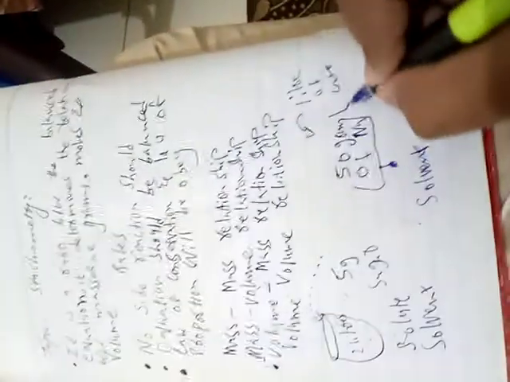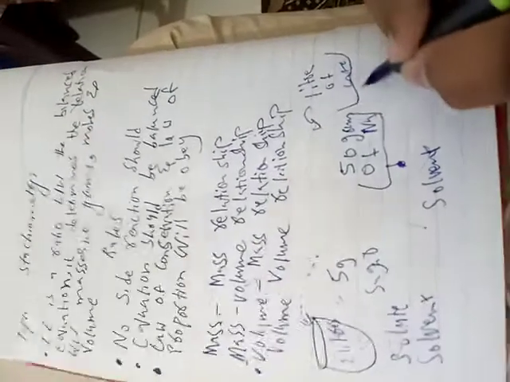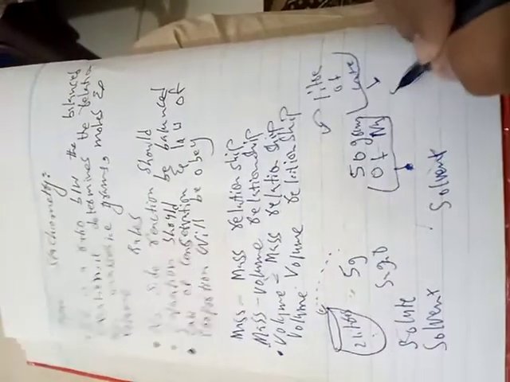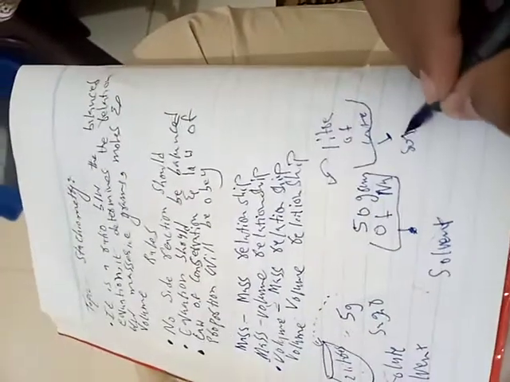Okay, and the other one is definitely solute. So this one is remaining, so this one is solute. Okay, solute. When one liter of water is dissolved with 50 grams of NaCl, it will make a solution.